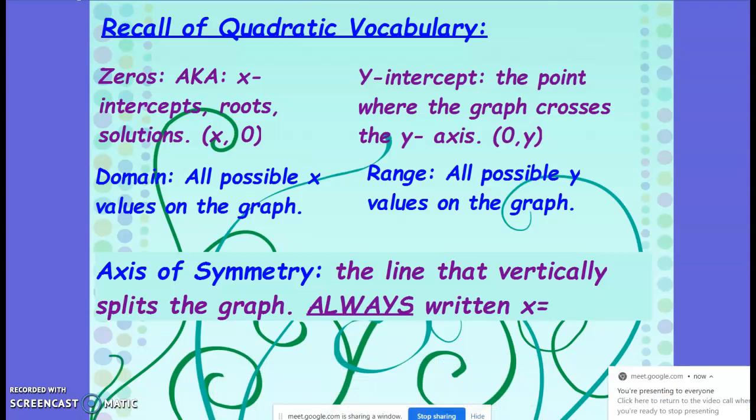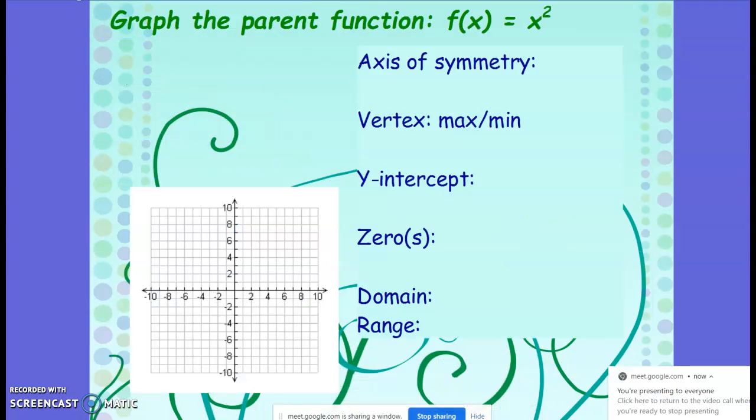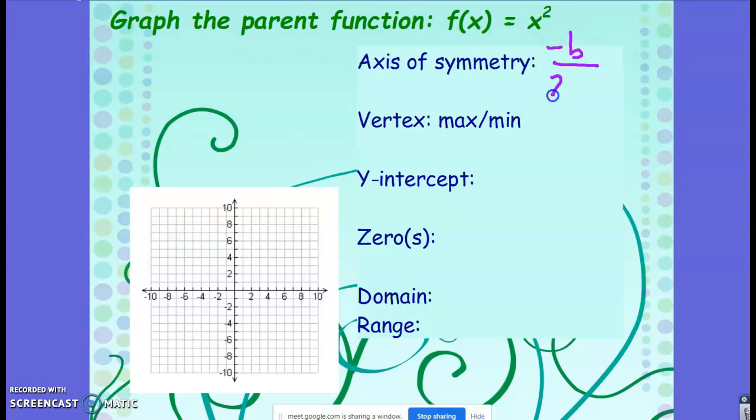All right, so we are going to graph the function f of x equals x squared. And if you recall, f of x just stands for y. So we're graphing y equals x squared. In order to graph a quadratic, which just means it's to the degree of 2, we are going to start by finding the axis of symmetry. If you recall on the beginning slide, it was the opposite of b over 2a.